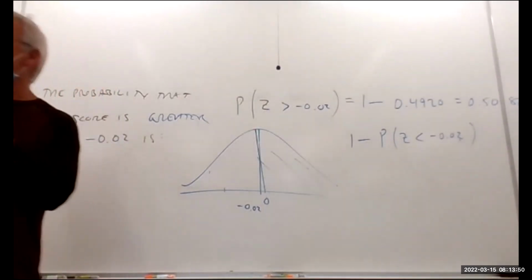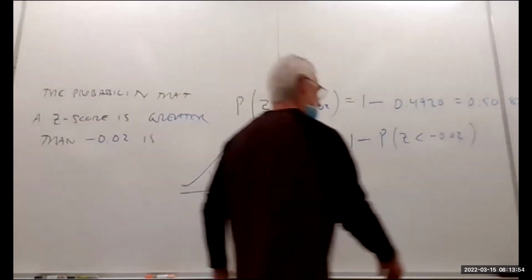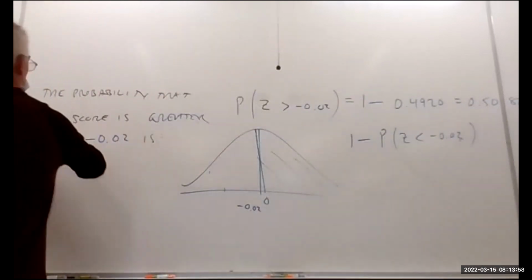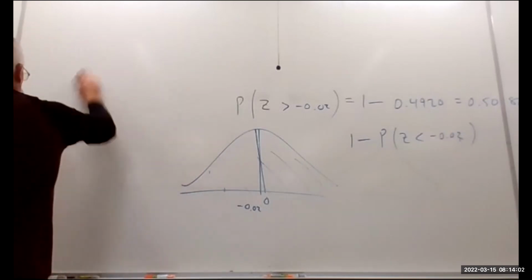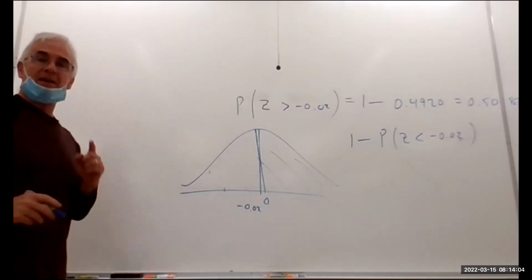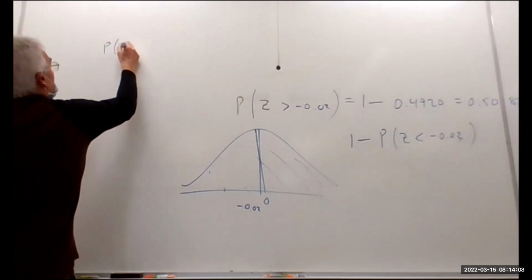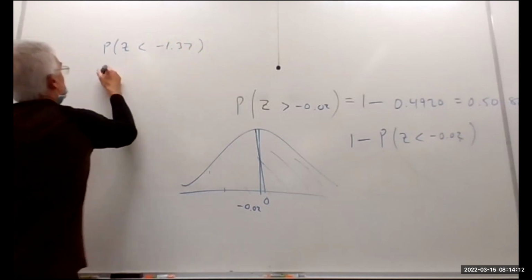So we now have the less than and we have the greater than. So I'm going to give you a few problems, and I want you guys to do each of these. The more complicated version we're going to do in a moment, but we're not ready yet. So I'm going to simply write some problems on the board, and I want everyone to try each of them. Okay. Probability Z is less than negative 1.37.